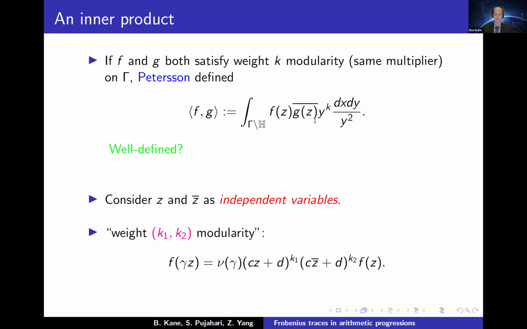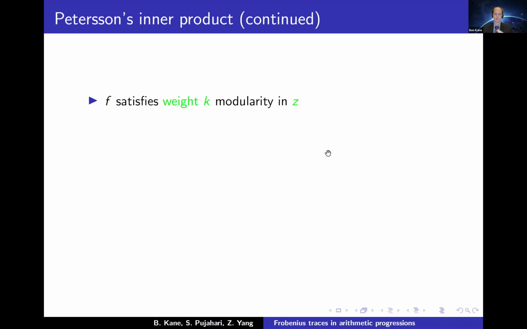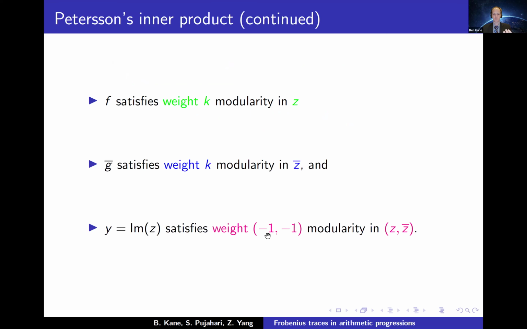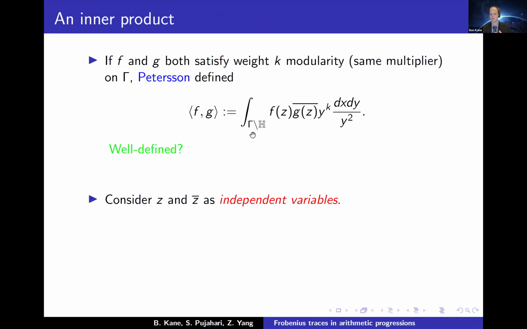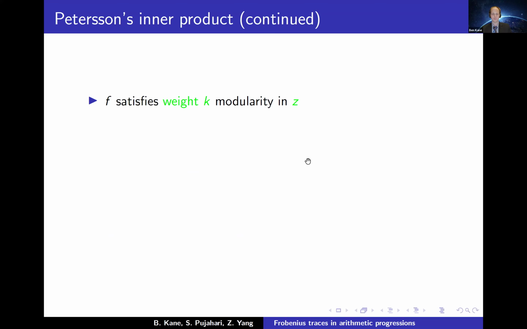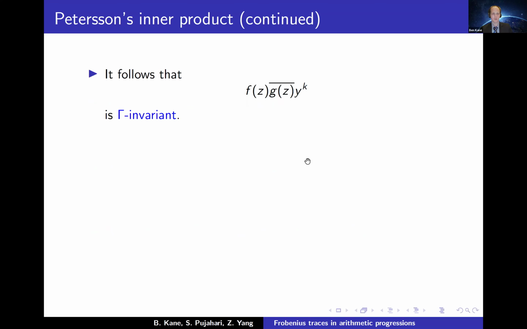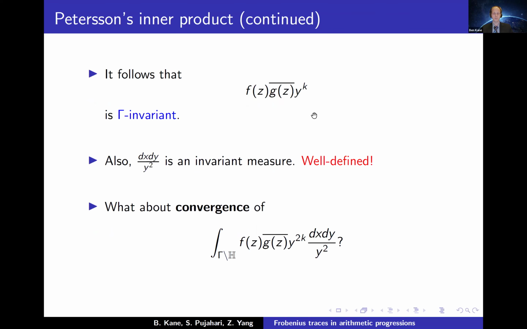So actually, if you think of z and z bar as independent variables, then it turns out that you can take this as an integral over h mod gamma, because the modularity in z and the modularity in z bar add together, and the imaginary part has weight -1, -1 in z and z bar, and it cancels the other two parts. So that's why it is well defined to take this modulo the action of gamma: because of this property. So this turns out to be gamma invariant, then it's well defined.